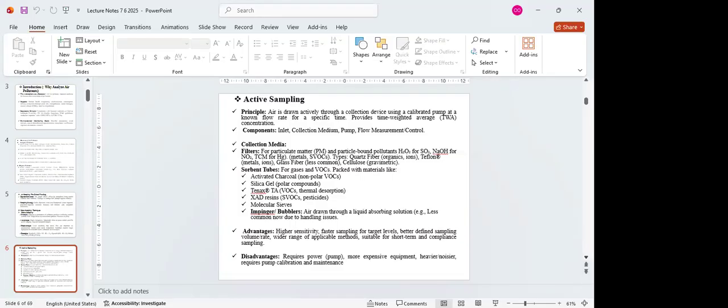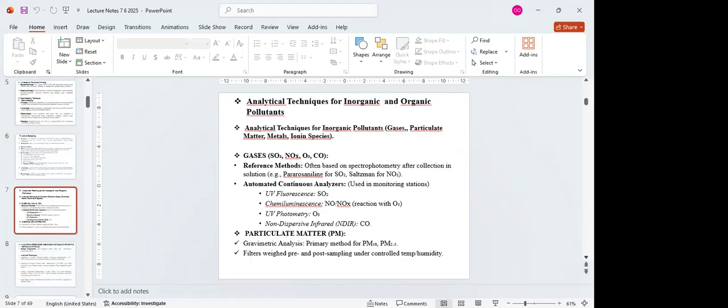But it has the disadvantages of requiring power, because the pump is powered, and of course it becomes more expensive in operation. Apart from the fact that the equipment itself is expensive, you also experience a kind of pollution in the form of noise pollution from the use of the equipment, because it requires a pump and the pump hums. And of course you need to calibrate and maintain this equipment. So that makes it a little bit complex, and it's a disadvantage of this approach.